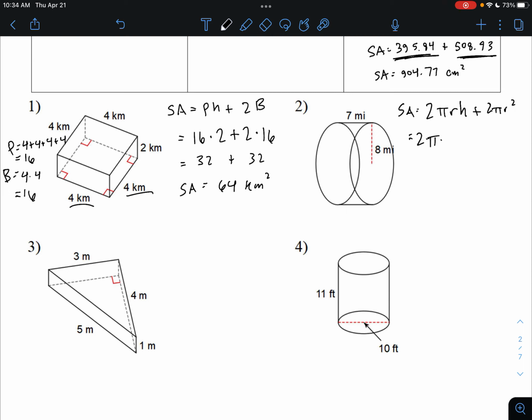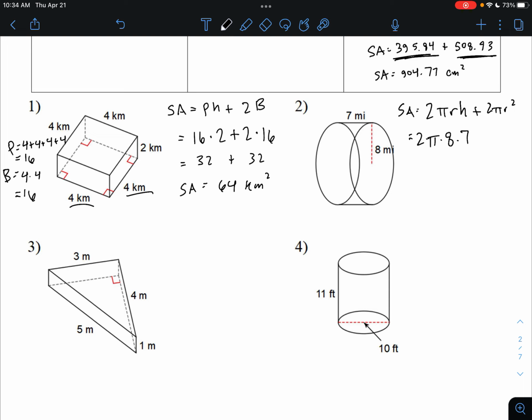And here's where it kind of gets tricky. Remember, radius is always with the circle. So our radius is 8. And our height is 7. The height is the distance between the bases. Even though it's sideways, the height is always the distance between the bases.